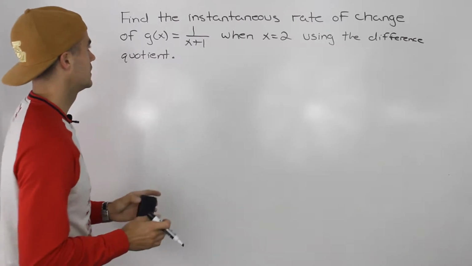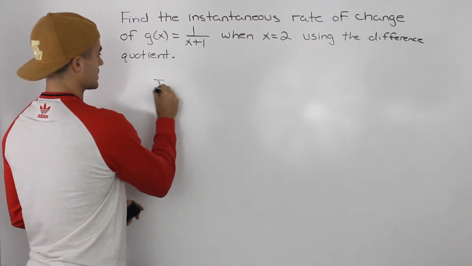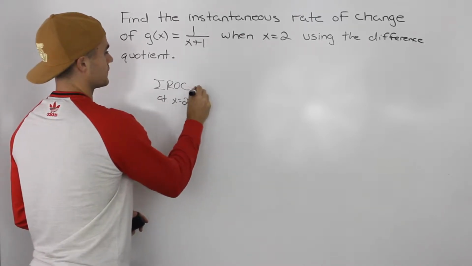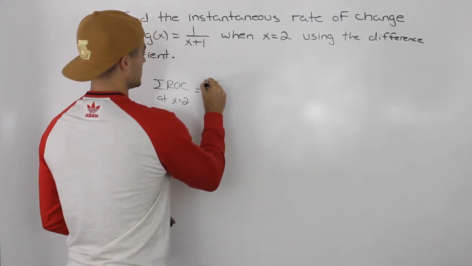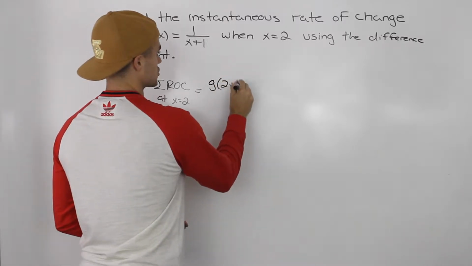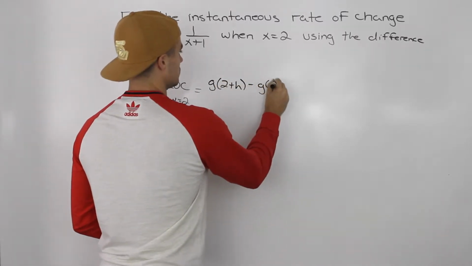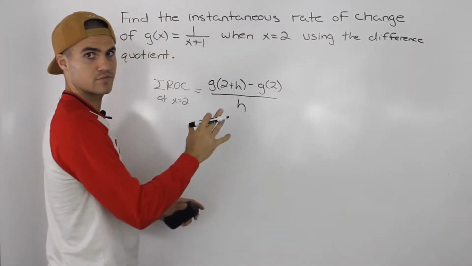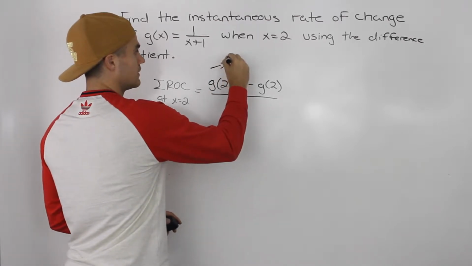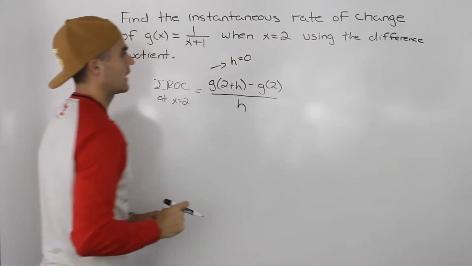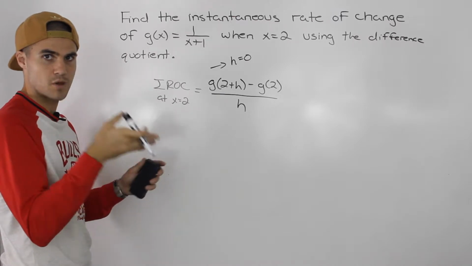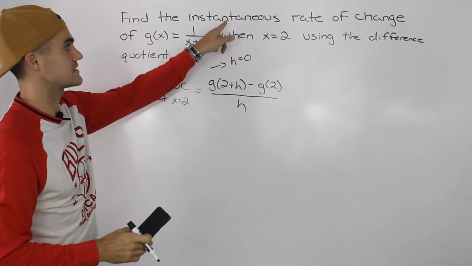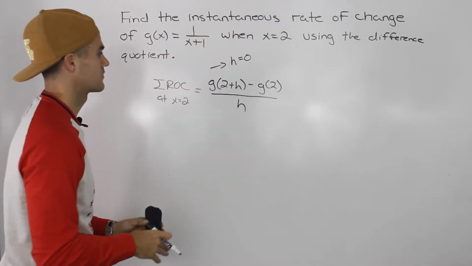So using the difference quotient, the instantaneous rate of change at an x value of 2 is going to be g of 2 plus h minus g of 2 all over h. And what we're going to have to do is simplify this expression and then plug in an h value of 0 at the end. Because as h gets very small, as it approaches 0, that's when we get that exact instantaneous rate of change.